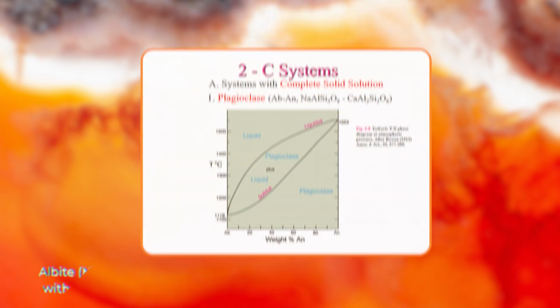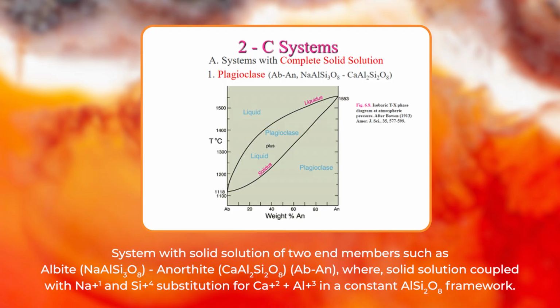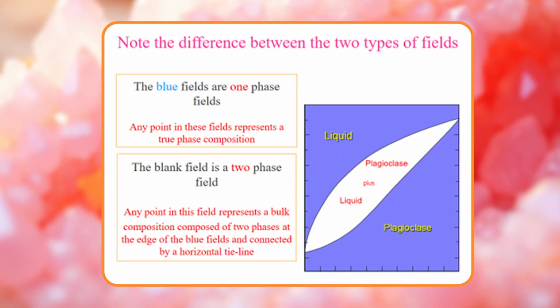The same thing I have shown here in color diagram. You can see here a system with solid solution of two end members such as albite, NaAlSi3O8, and anorthite, CaAl2Si2O8, where solid solution is coupled with Na+1 and Si+4 substitution for Ca+2 and Al+3 in constant Al2Si2O8 framework. Note the difference between the two types of fields.